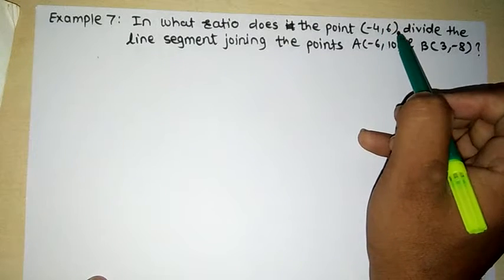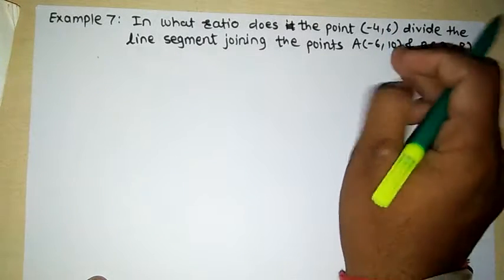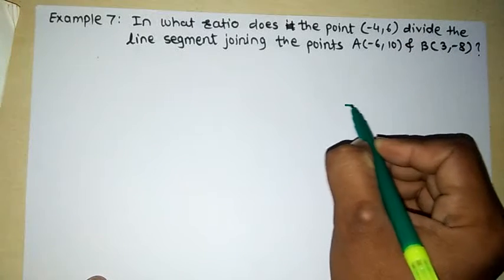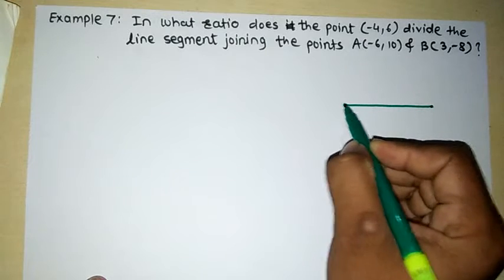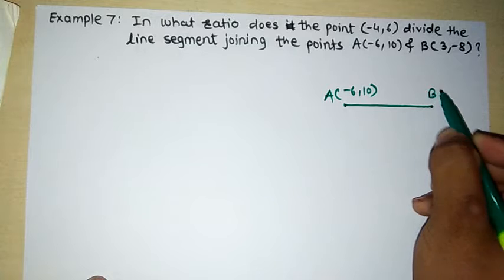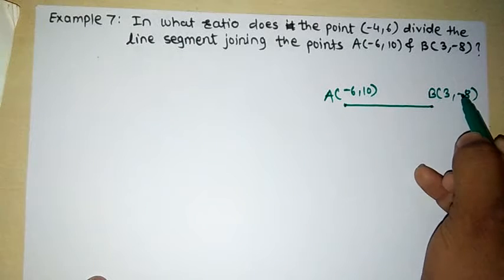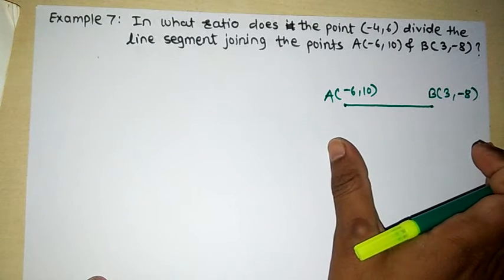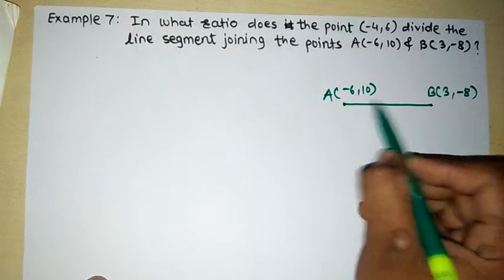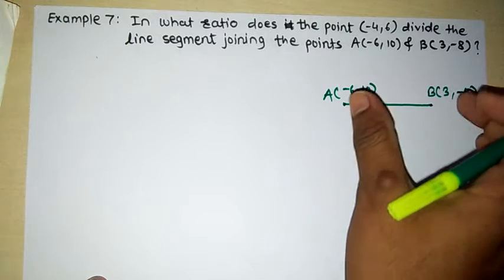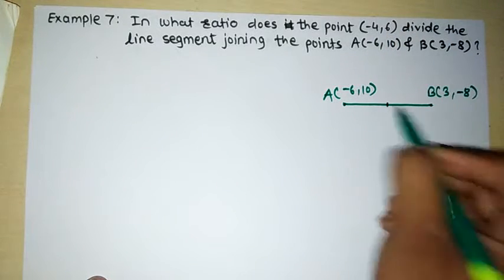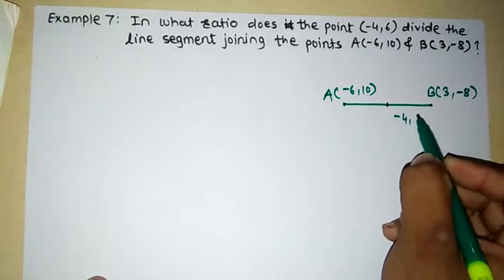This point minus 4 comma 6, in what ratio it divides the line segment AB. First I will draw the line segment AB. See here, this is a line segment AB, A of minus 6 comma 10 and B of 3 comma minus 8. Suppose this is a line segment AB and minus 4 comma 6 is a point on the line segment AB. Suppose this point is minus 4 comma 6.